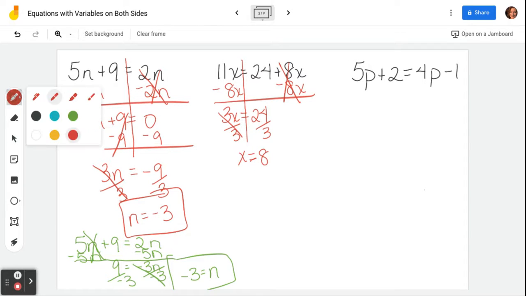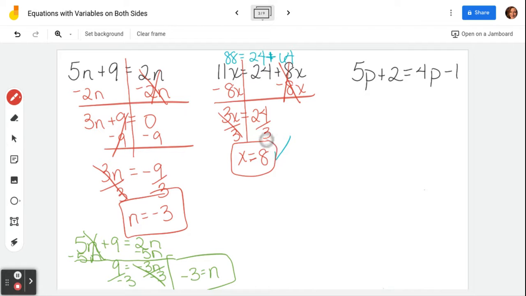Let's make sure that works. I didn't do that on the last one. So I'm going to go back up to my original problem. Instead of x, I'm going to put in 8. So that would be 11 times 8 is 88. And 24 plus 8 times 8 is 64. 64 and 24, yeah, that's 88. We're good. So I know my answer's right. I would encourage you to always plug it in and make sure it works.